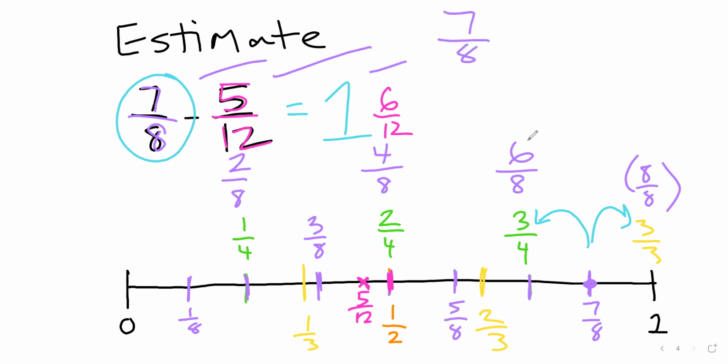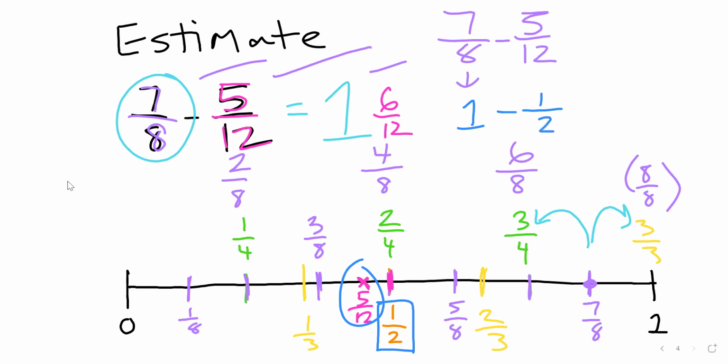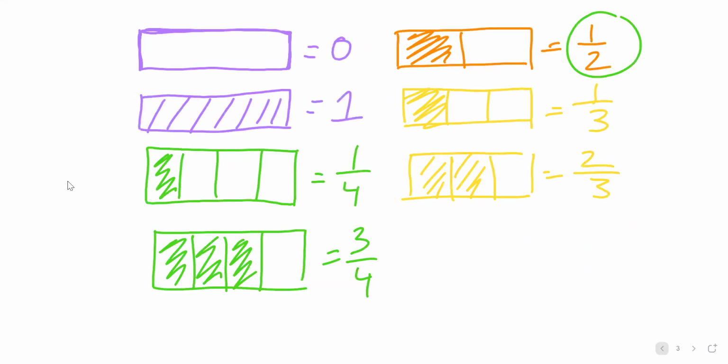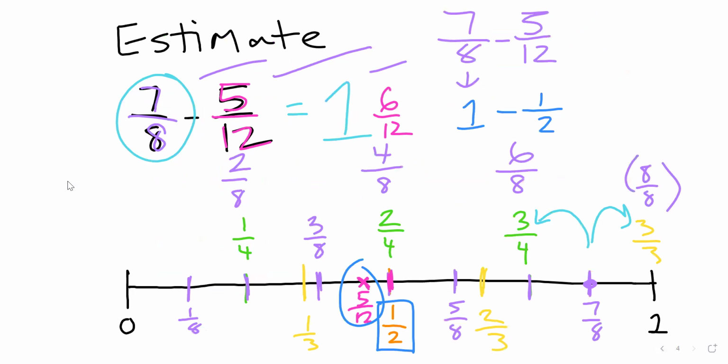So 7/8 minus 5/12. Now, what we did is we just rounded 7/8 to 1 whole. I hope that made sense. And then we rounded 5/12 to the benchmark of 1/2. That's the part that's difficult: remember the benchmarks you're using are these. In this case for the video, it's the purple benchmarks, the green benchmarks, the orange benchmark, and the yellow benchmark, right? So I'm going to round this to 1/2.